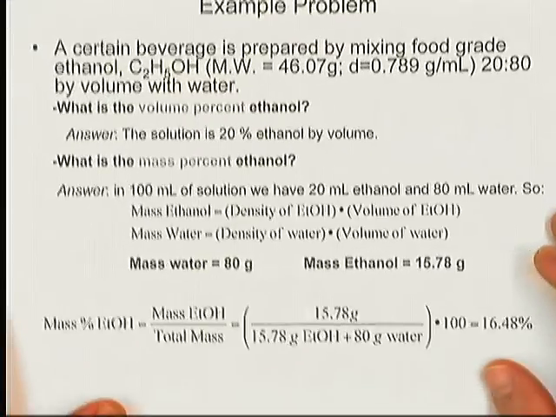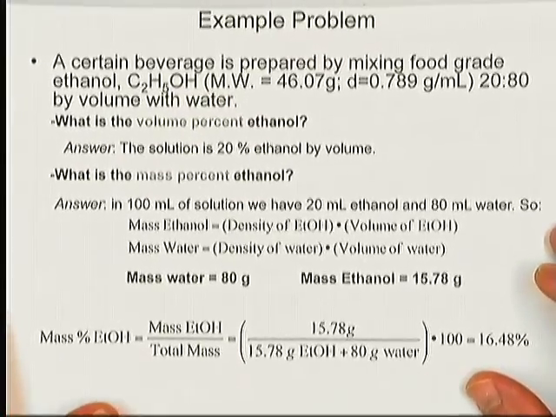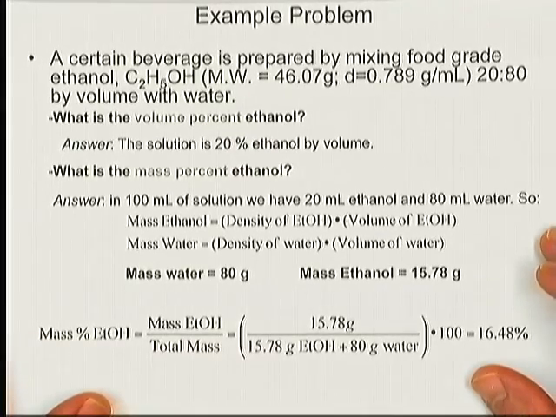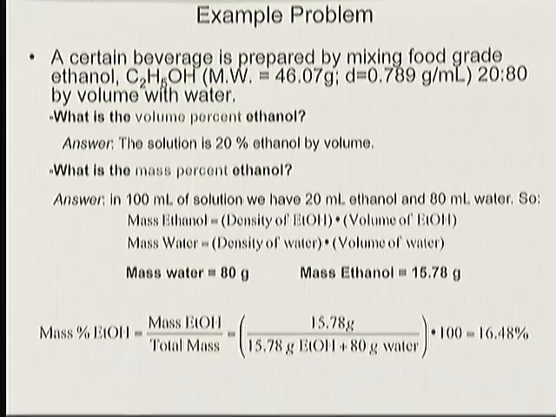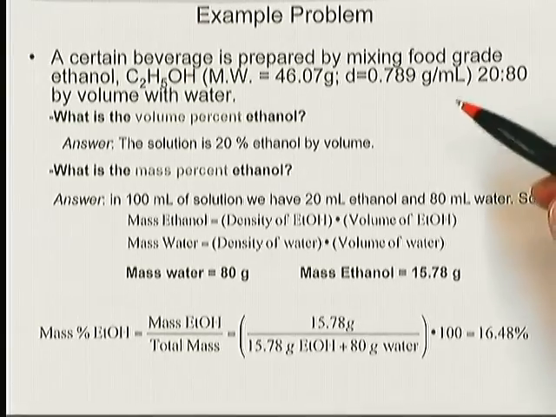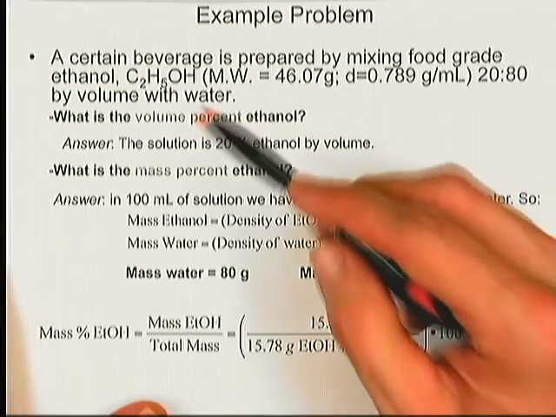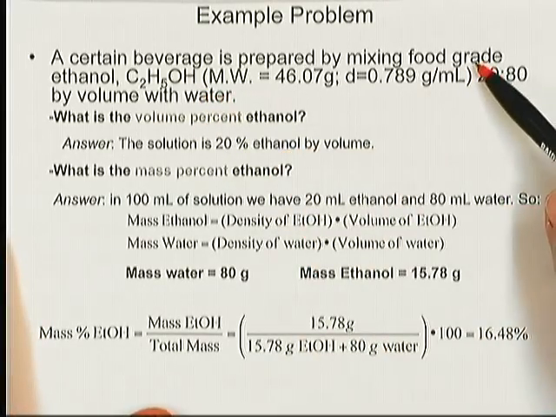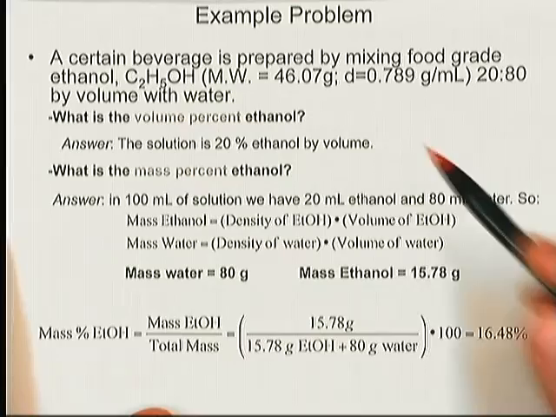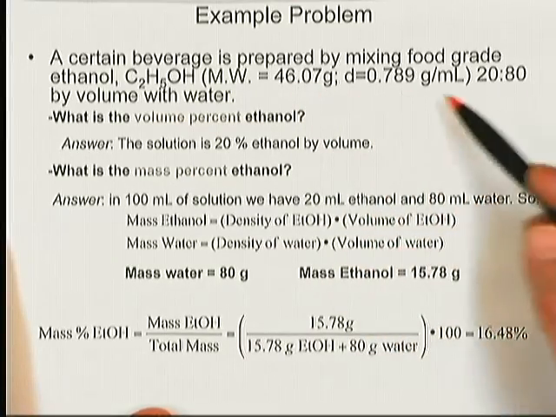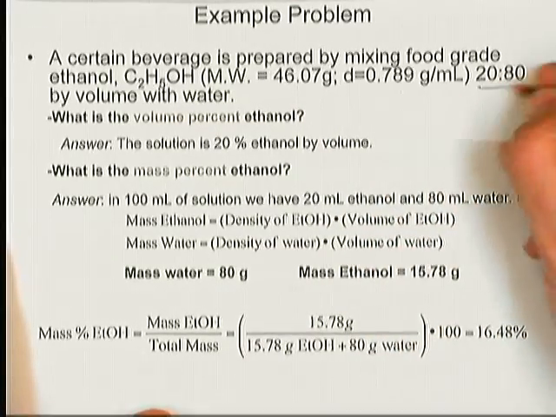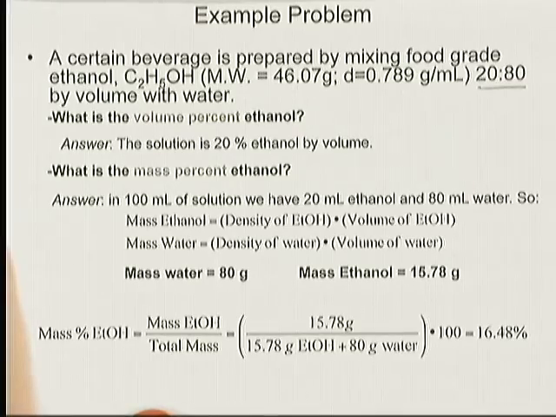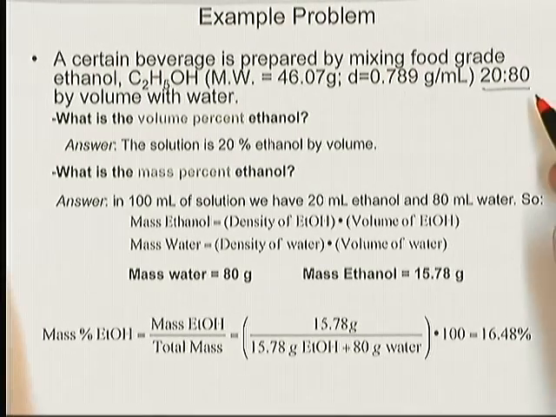So let's work a very quick example problem as part of this video. And I've worked most of this out so you can see it well. And we just kind of get through it quickly here. Let's say that we're going to prepare some sort of beverage. This looks like it's an alcoholic beverage because we're mixing some food grade ethanol. This is the formula, molecular weight, density of the ethanol, 20 to 80 by volume with water. Okay, so here we're mixing liquids and we're told the mixing ratio by volume.